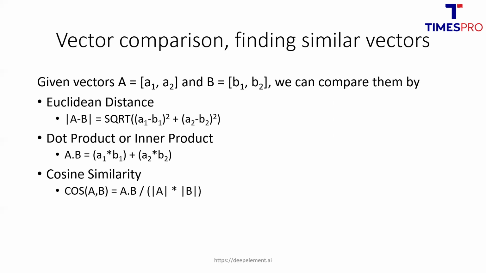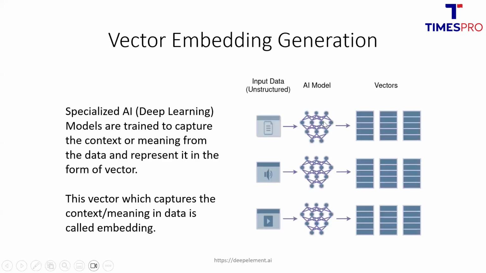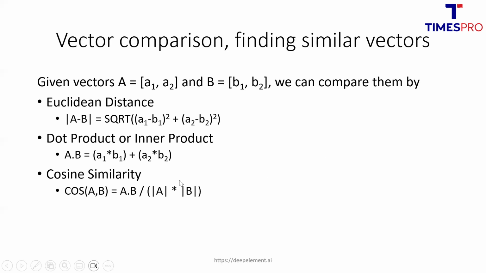But which of these three should I use? Okay, that's an important question. And what decides which of these three we have to use is the choice of AI model that we make. Okay, some AI models are optimized to generate vectors which can be compared with cosine similarity. Some AI models are optimized for inner products and some are optimized for Euclidean distance. There are some models which generate vectors which can be compared with all the three metrics.